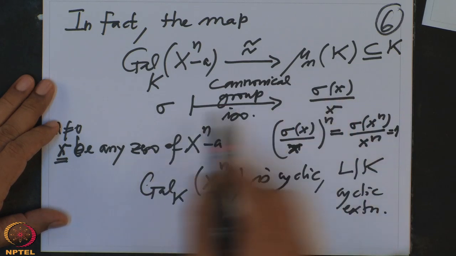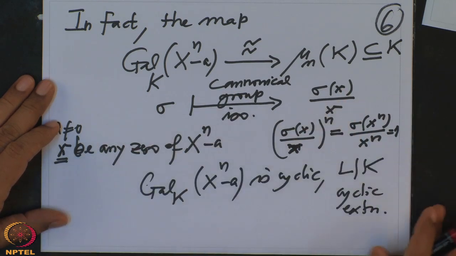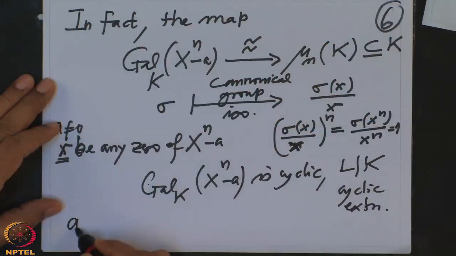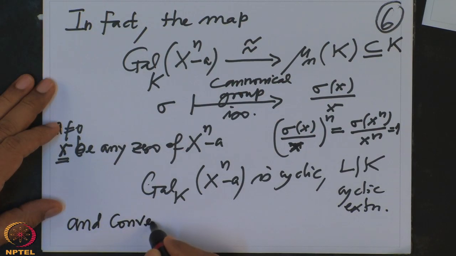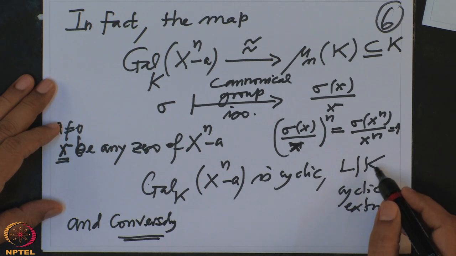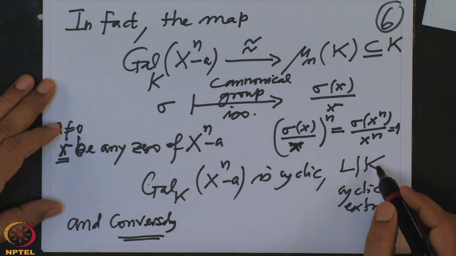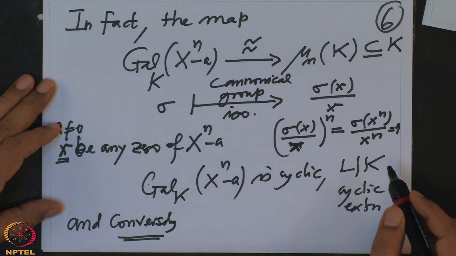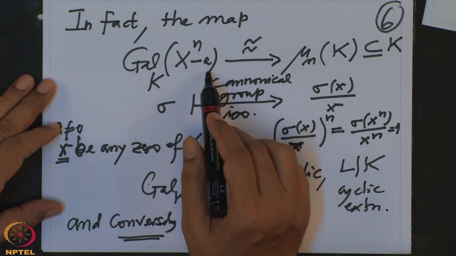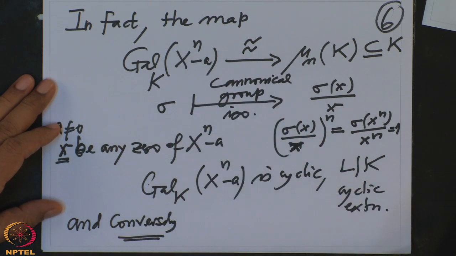It is clear that it is a group homomorphism, and it is also clear that it doesn't depend on x. So it's canonical. Okay. And conversely, what does that mean? Conversely means given any cyclic extension of degree n, where the base field contains nth roots of unity, then there exists a polynomial x power n minus a such that this L is a splitting field of x power n minus a. So that characterizes all cyclic extensions.